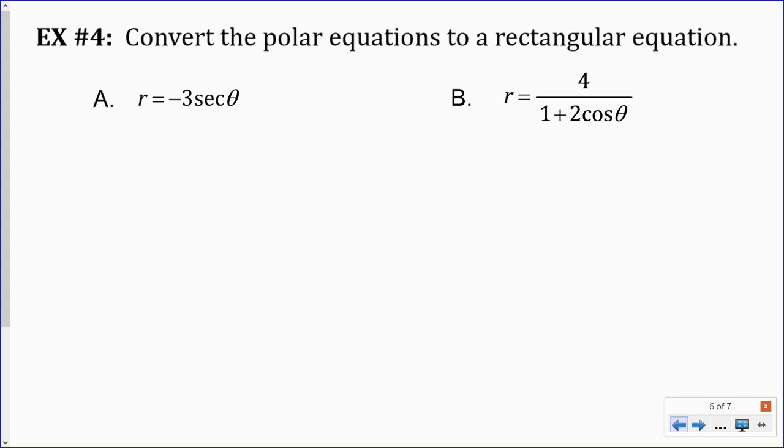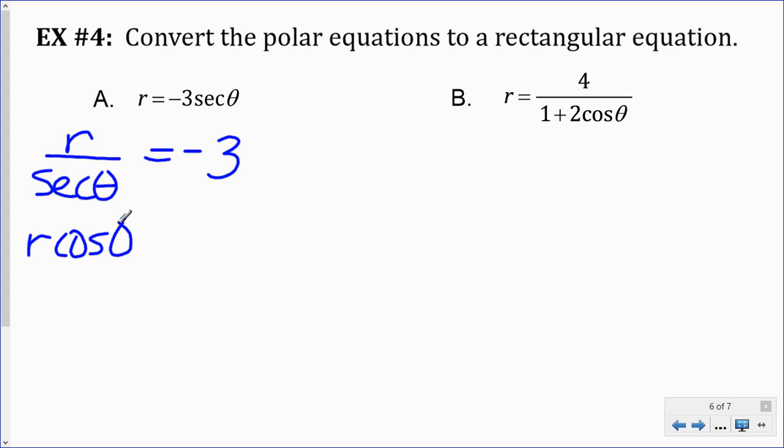So notice if I divide by secant theta on each side, I get r divided by secant theta equals -3. And remember how secant theta is the reciprocal of cosine? So 1 over secant theta actually equals cosine theta. So our left side would become r times cosine theta, basically just using a trig identity. And then once we have r times cosine theta, we know r times cosine theta equals x. So we get x equals -3. And that is our rectangular equation.